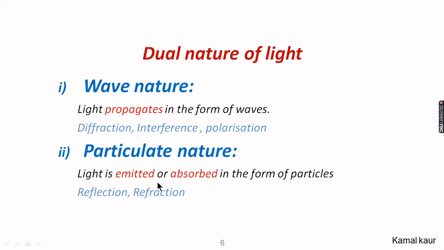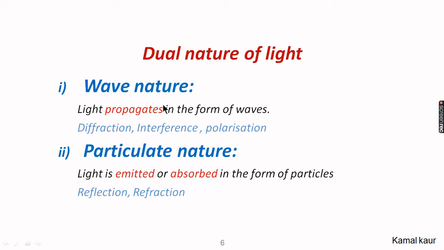On the basis of particulate nature, we can explain reflection and refraction phenomena, and this chapter is all about these two phenomena, which we'll be studying in detail. And on the basis of wave nature, we can explain phenomena like diffraction, interference, and polarization. You may be aware that there are polarized goggles which stop the glare of the sun, and they can be made only because light travels in the form of waves.